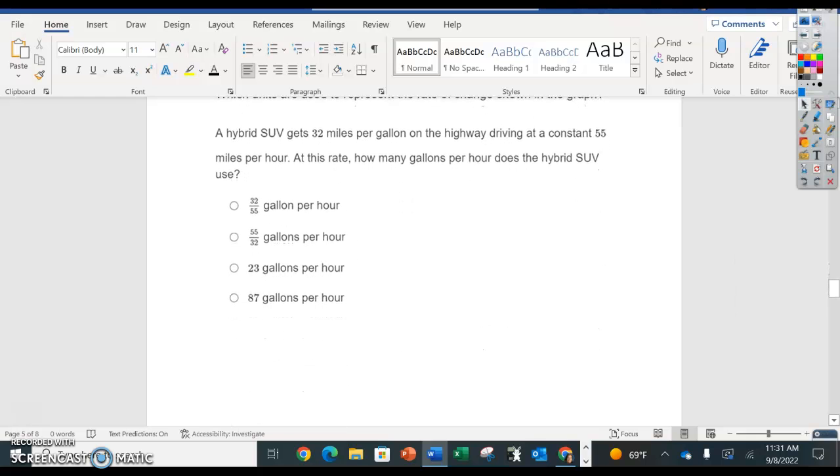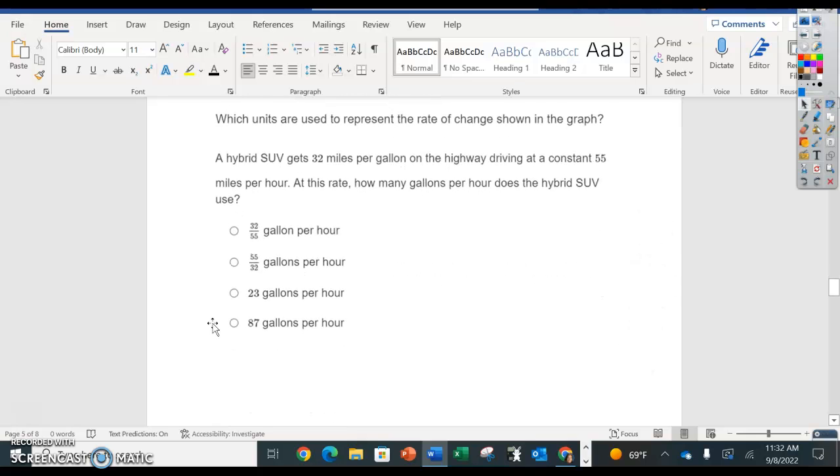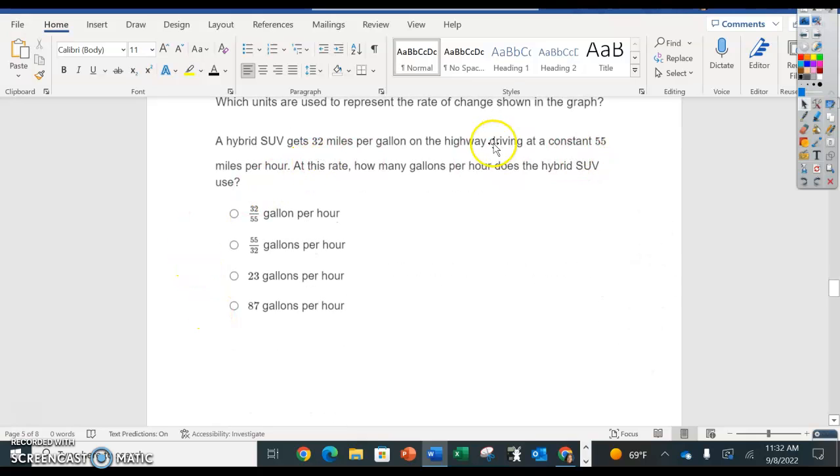All right, so the next question says a hybrid SUV gets 32 miles per gallon on a highway driving at a constant 55 miles per hour. At this rate, how many gallons per hour does the hybrid SUV use? All right, again, this is driving at a constant rate, so it's gallons per hour. So it's going to be 55 over 32 gallons per hour, because you just take the numbers and again, you're just dividing here.